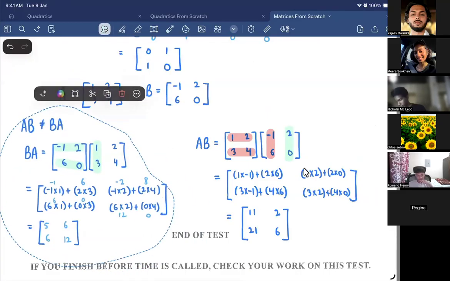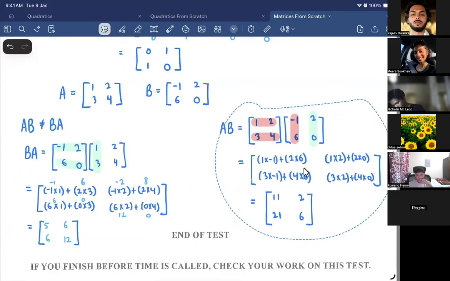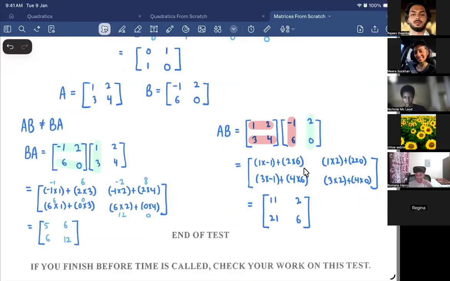So I guess the only person having trouble with this is Chloe. Is anybody else having significant trouble with the matrix multiplication? Let me know now. Christian, are you having significant problems? No, sir.